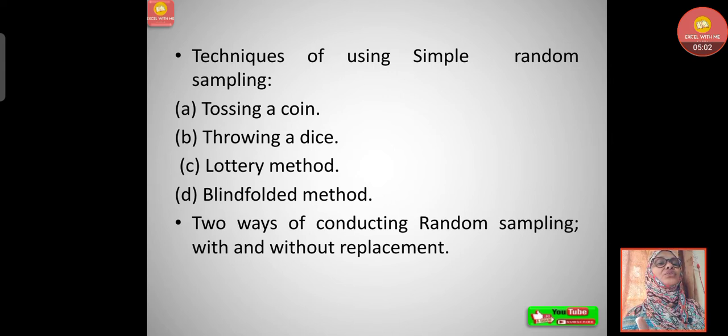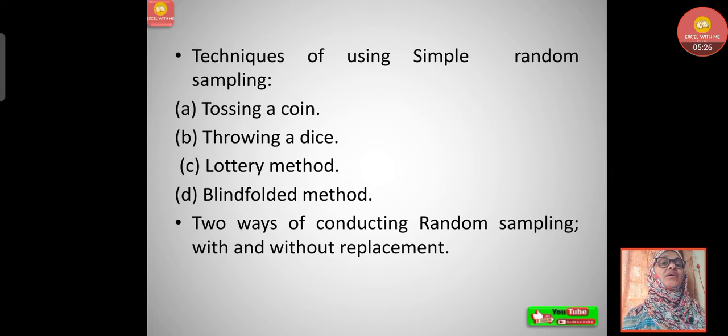The techniques of using simple random sampling include tossing a coin. For example, we take a coin and toss it, and whoever gets the head or tails, that type we select as the sample. Another is throwing a dice, or maybe the lottery method. We take all the 500 students' chits and randomly we pick up one ticket from among them.